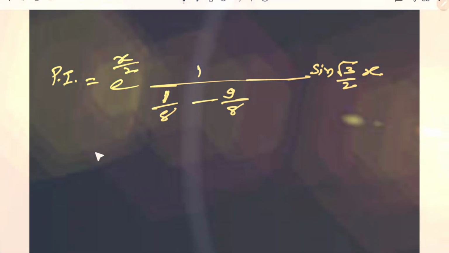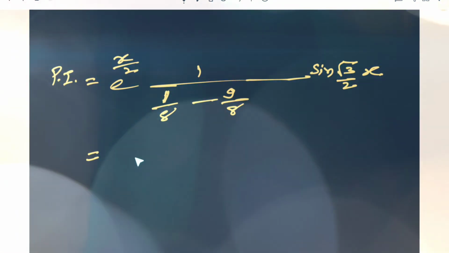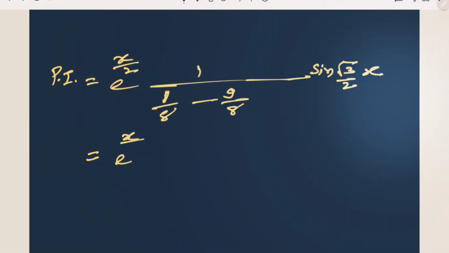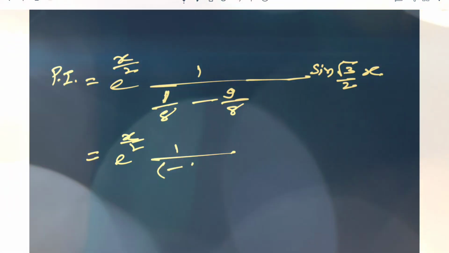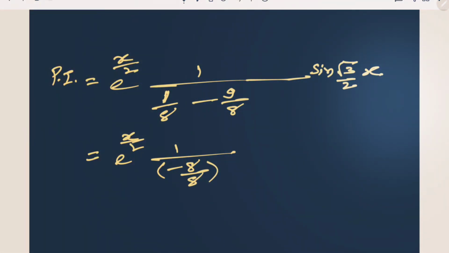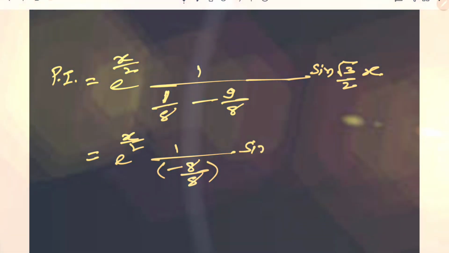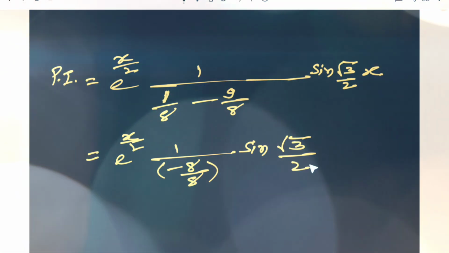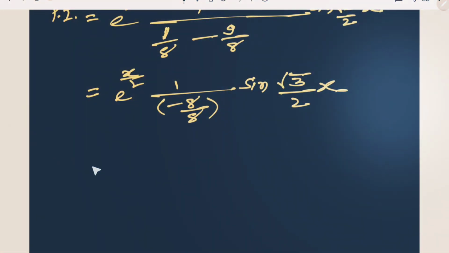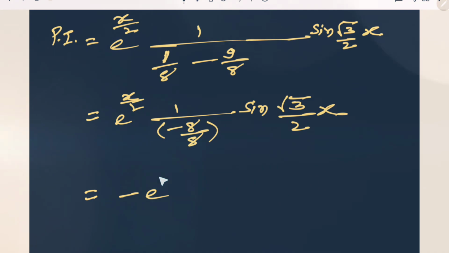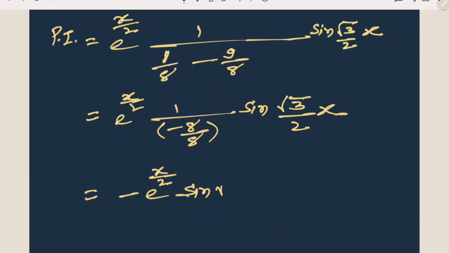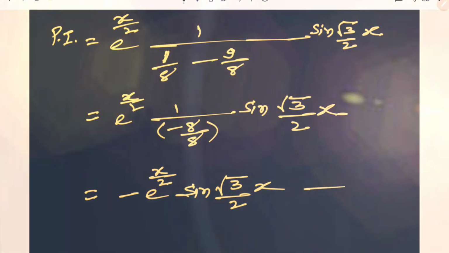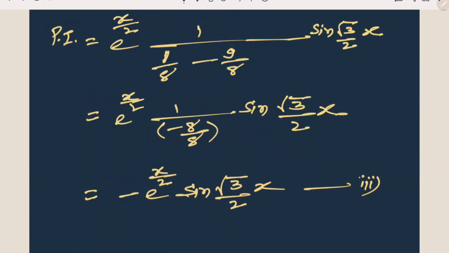It is equal to e raised to x by 2, no change, we keep that term as it is, 1 upon 1 minus 9, we get minus 8 upon 8, multiplied by sine of square root of 3 divided by 2 times x. Again simplifying, we get e raised to x by 2 with minus sign, sine of square root of 3 divided by 2 times x, and we call this equation number 3, particular integral.